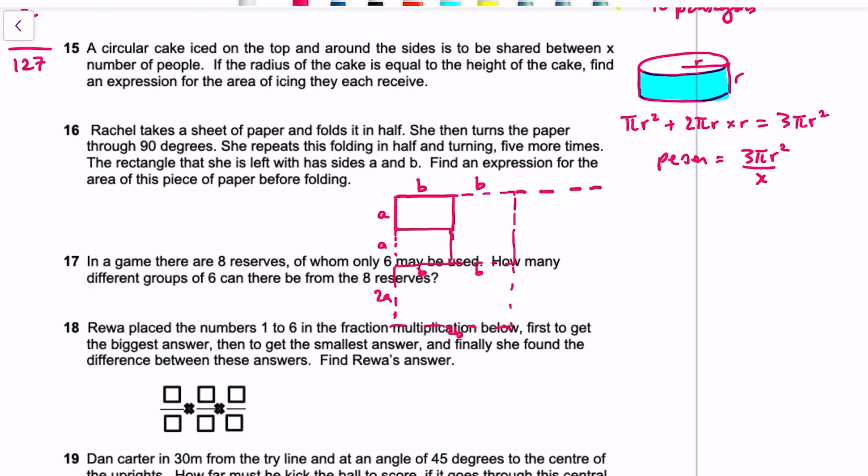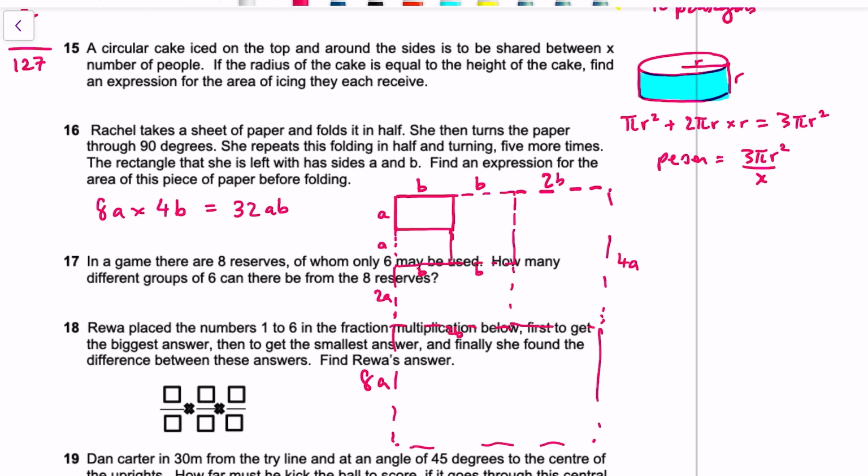Then we do it again. So we get 2B that way and 4A that way. And then one more time, but down here, 2, 4, 8A. So it's 8A by 4B is the original paper. 8A by 4B asks for an expression for the area of the paper. So 32AB. Have I done that? So I send that up, the marker comes back and says, wrong, have I done that 5 times? She turns the paper through 90 degrees, she repeats this folding in half and turning 5 more times. Ah, right, so 6 times.